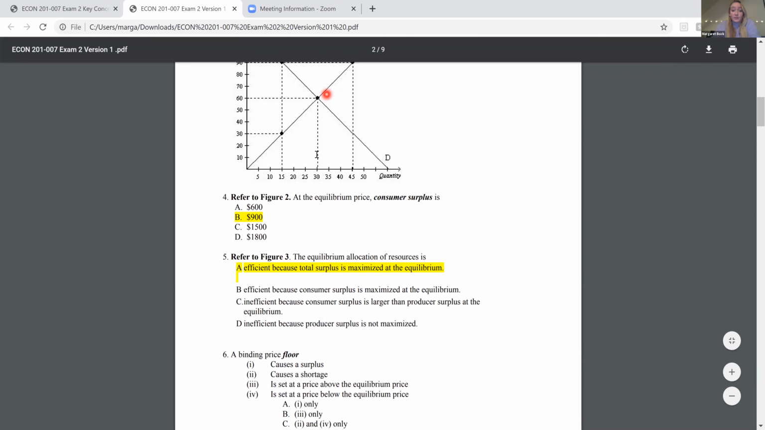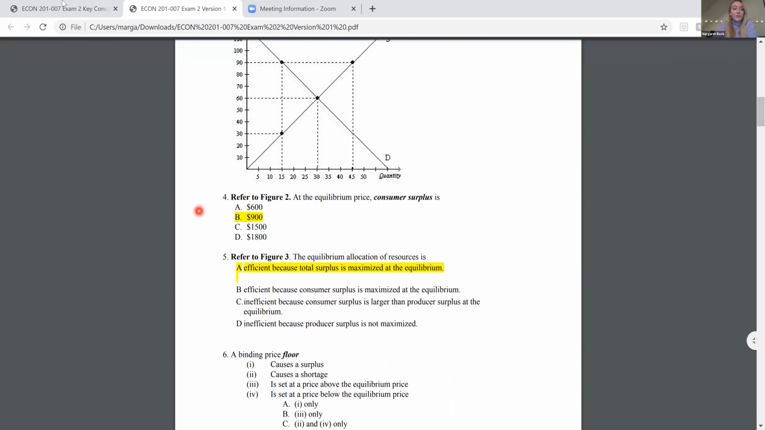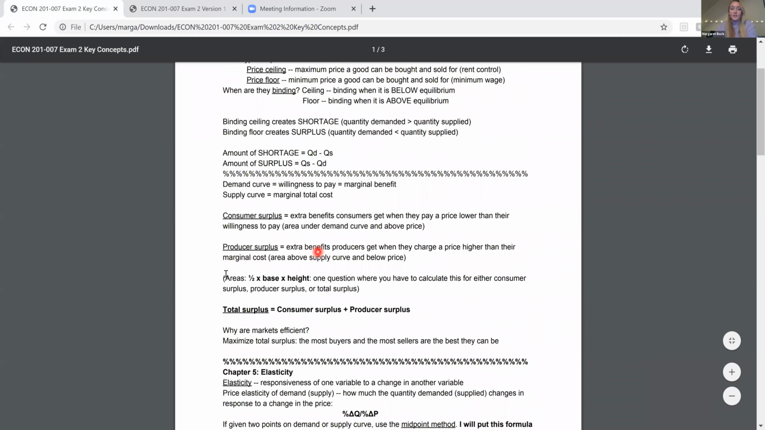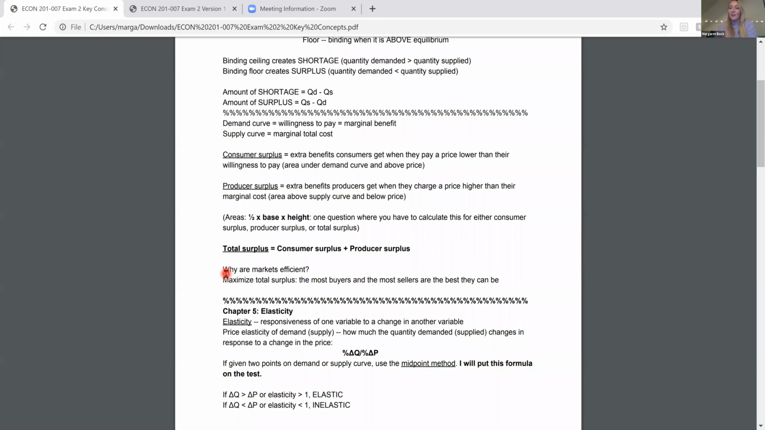Referring back to this same figure again, the equilibrium allocation of resources is blank. So this goes back to this idea, and we hit on this idea a little bit more in the exam 3 section with all the different market structures.